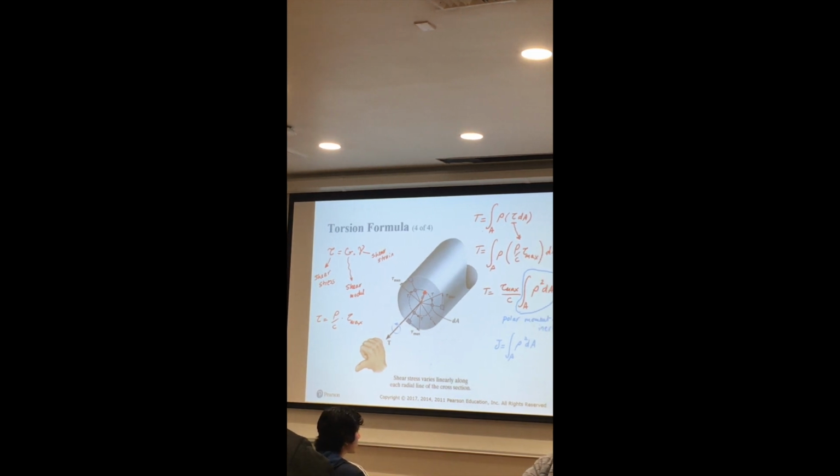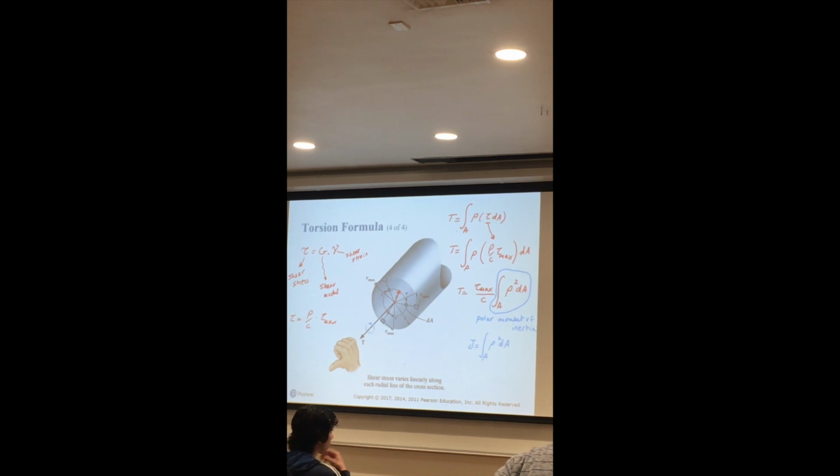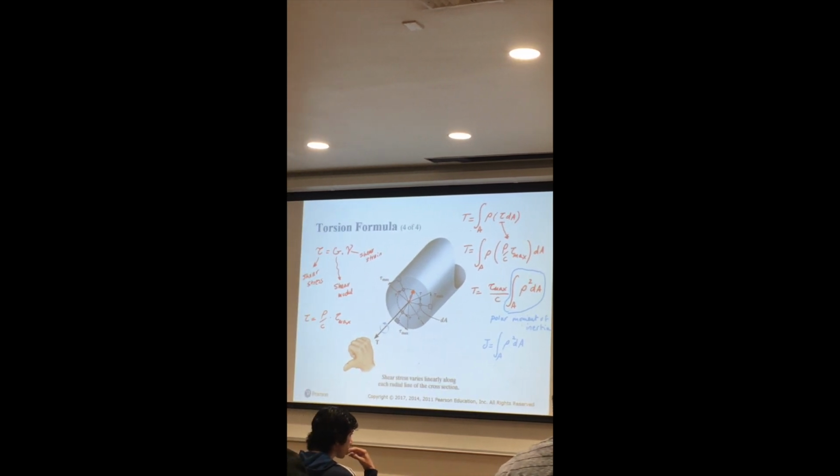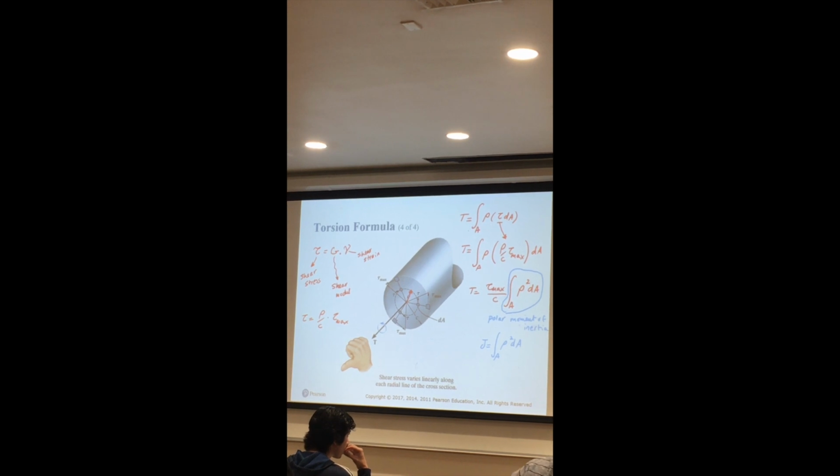You can calculate this because that's a geometric function. If you know it's a cylinder with such and such radius, you do the integration, you get that. You know your T, and that's how you calculate your tau max, the max value of shear stress in the shaft. Once you have the max value, you can just put it in here and calculate the shear stress at any given point. Is the bottom going to be an example? Yes.